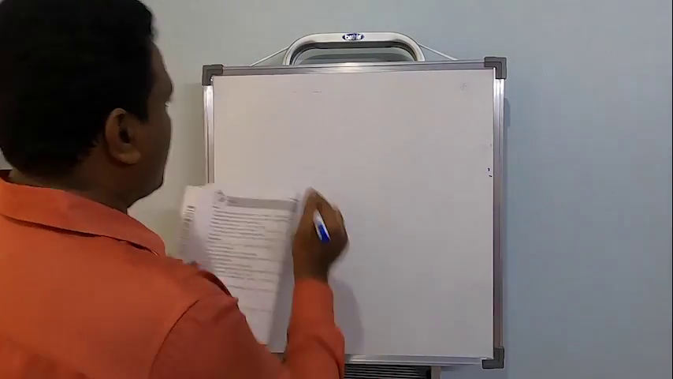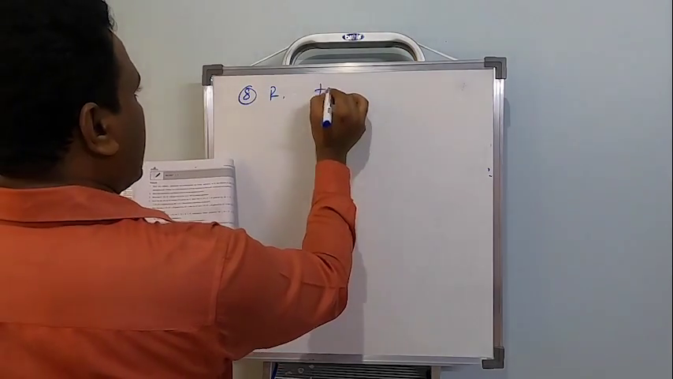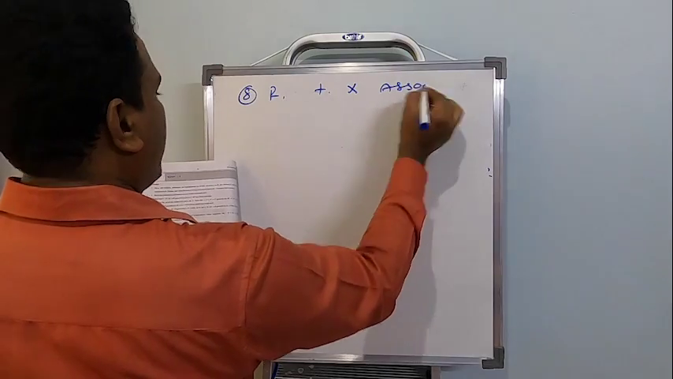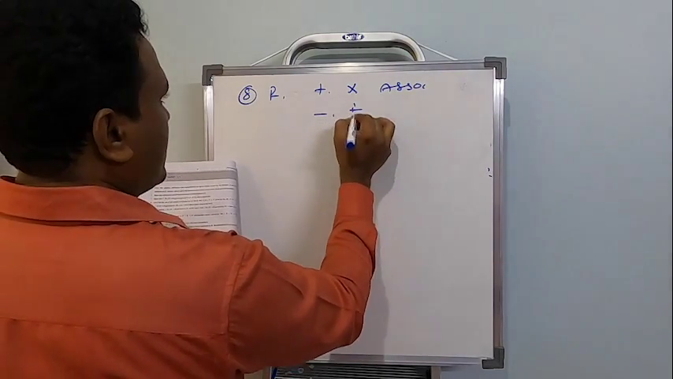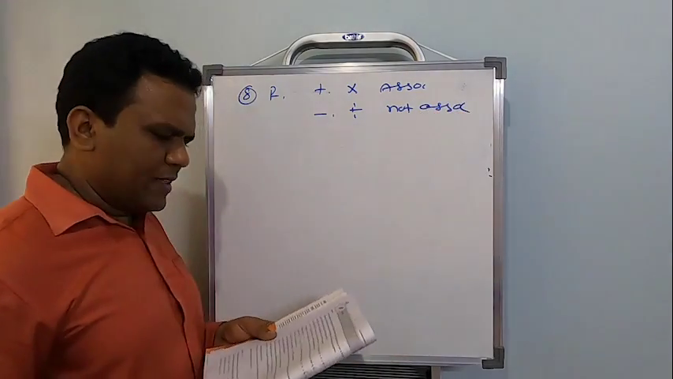The next one, problem number 8. It is based on real numbers. Show that addition and multiplication are going to be associative, whereas subtraction and division are not associative. So I will ask you to go with an example.